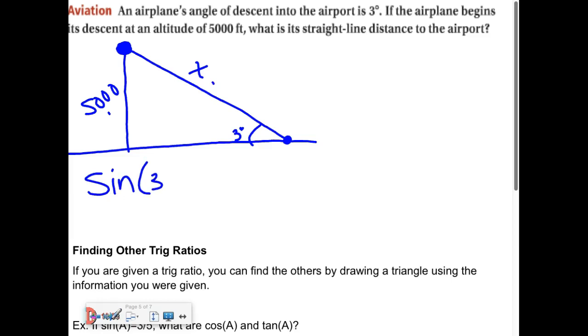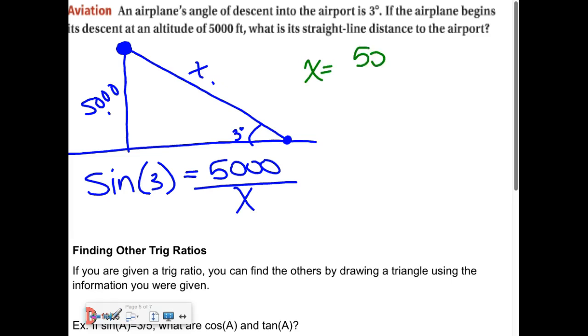So our degree is 3. Our opposite goes on top. Hypotenuse always goes on bottom. Since my variable is on the bottom, I know I have to divide. So I'm going to say x equals 5,000 divided by sine 3.